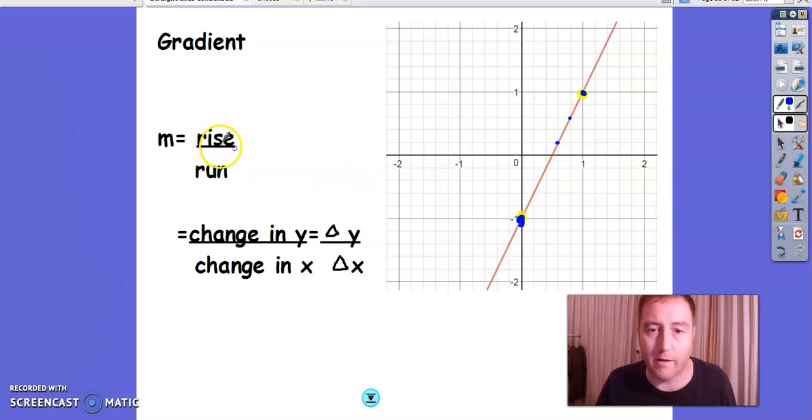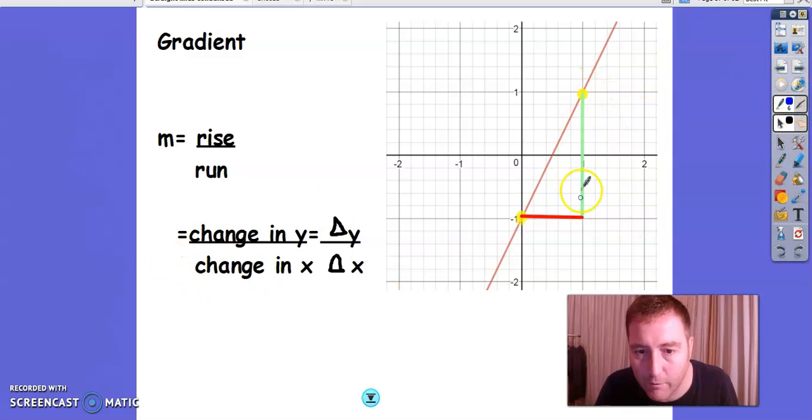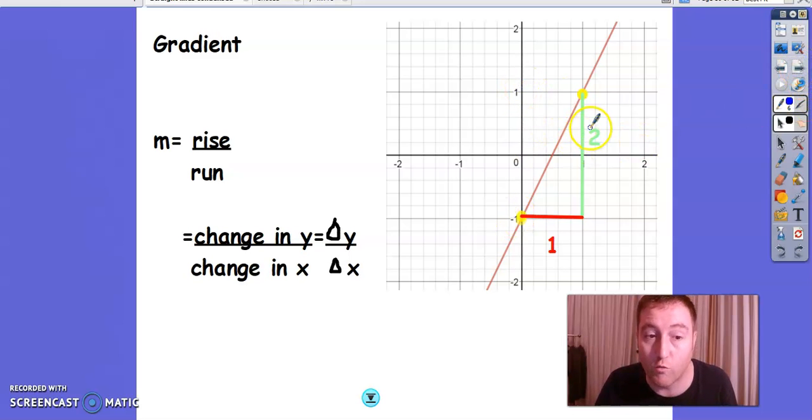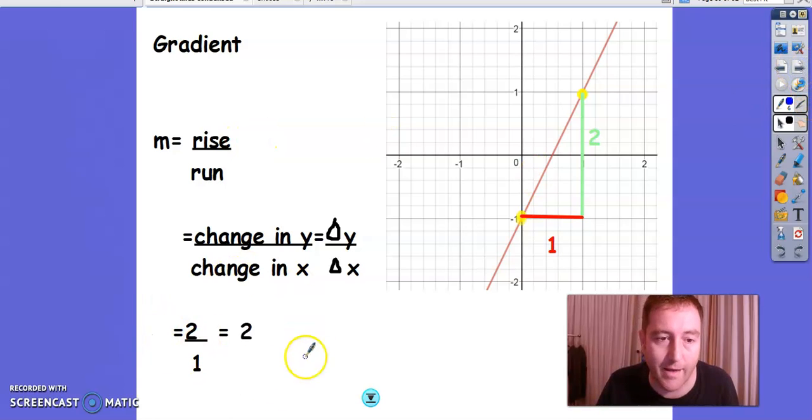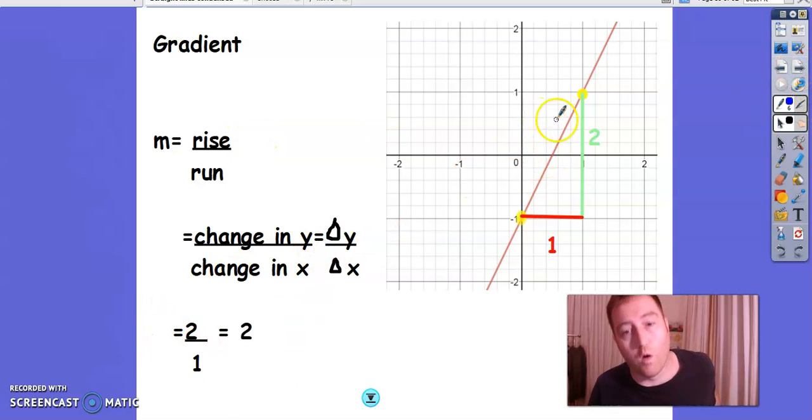And I'm going to find out how much, going from here to here, it has gone up, and how much it's gone across. Up divided by across. Rise over run. We can describe it as any of these things. Change in y, change in x. So let's look. Here is my change in the y-axis. I draw this right angle triangle underneath. Now from -1 to 1, how much has it gone up? It's gone up 2. So my rise is 2 and my run is 1. And that means we have a gradient of 1.